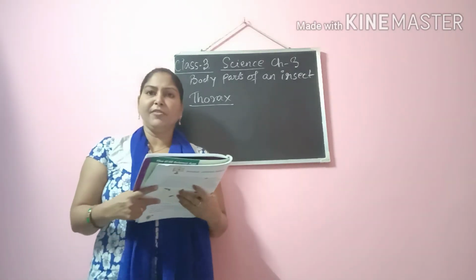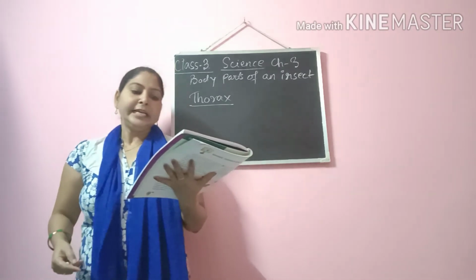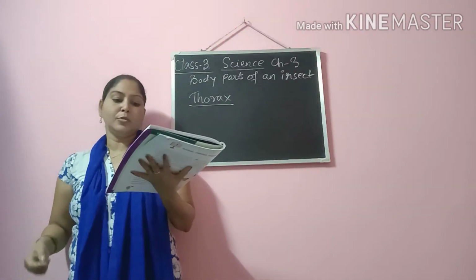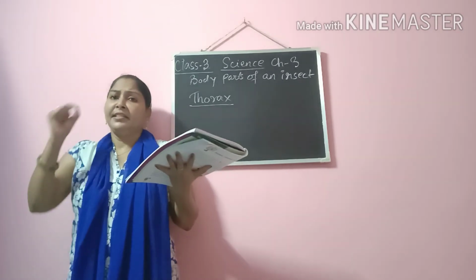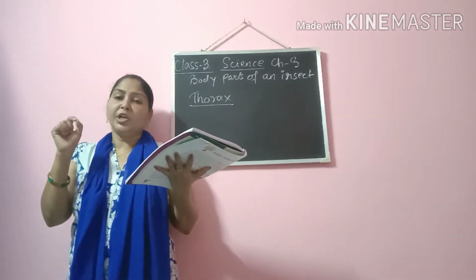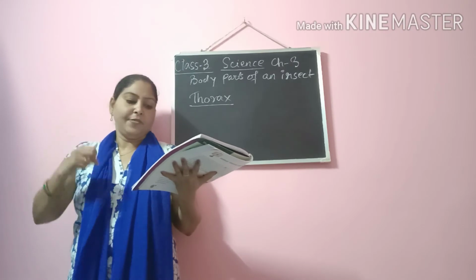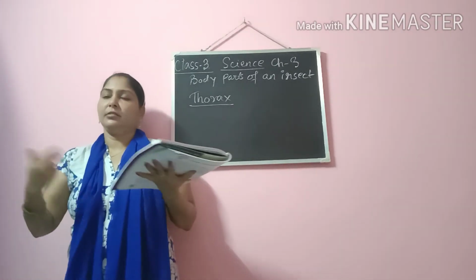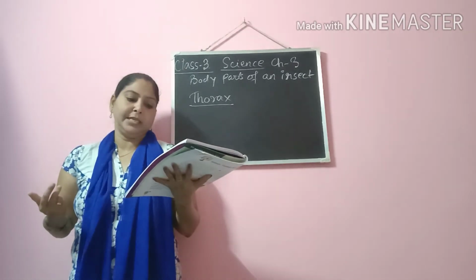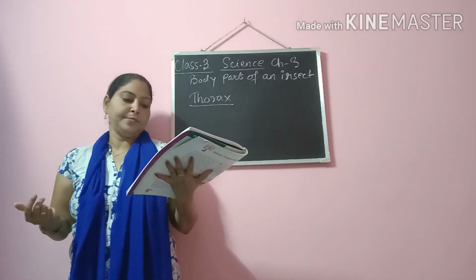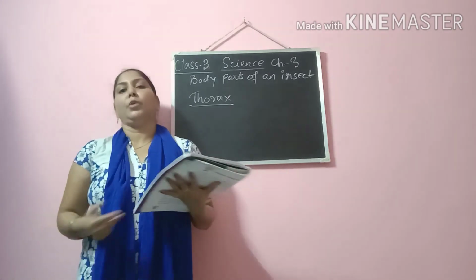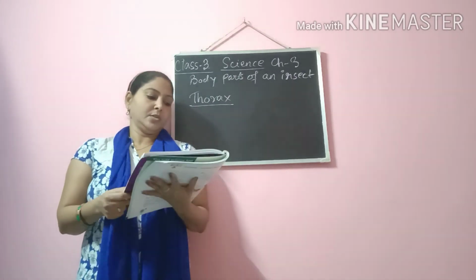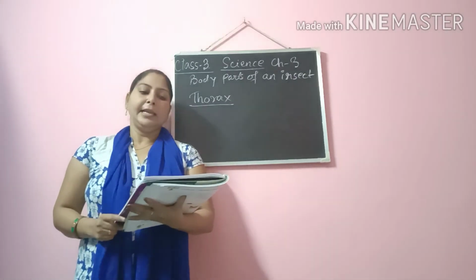Now one more piece of information I would like to give you. Insects, how do they breathe? They breathe through spiracles. In their body they have small openings which are known as spiracles. From there the exchange of gases takes place, and their number varies depending upon the size of the body. So this is all about the head and thorax.